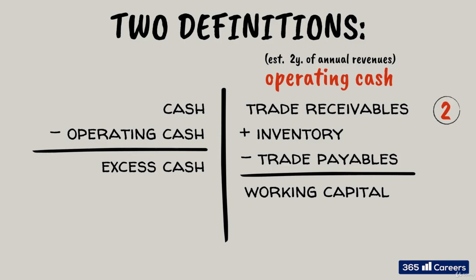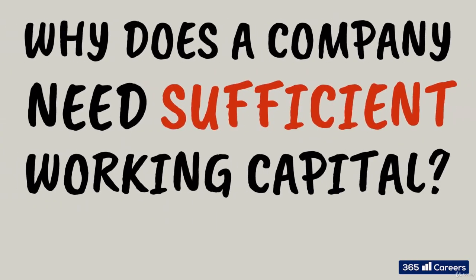The difference is defined as excess cash, money the company keeps on its balance sheet, which can be invested elsewhere and is not used for the current needs of the business. Okay? Good. Why does a company need sufficient working capital?